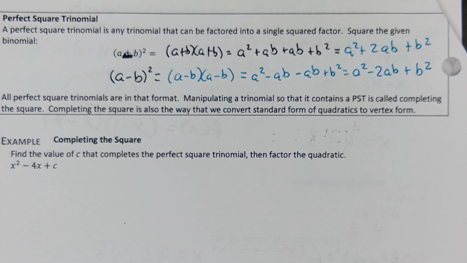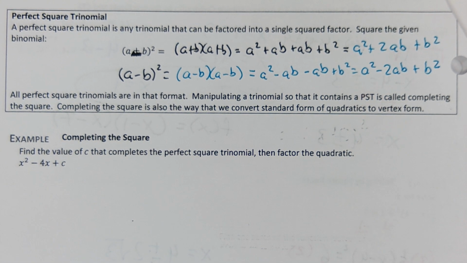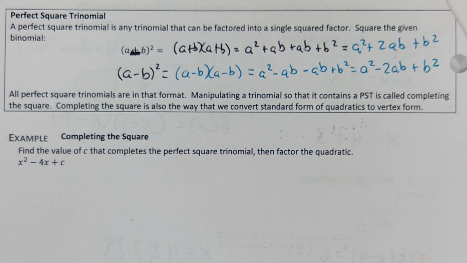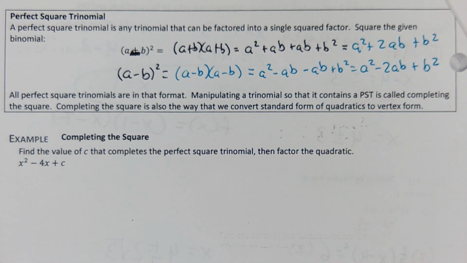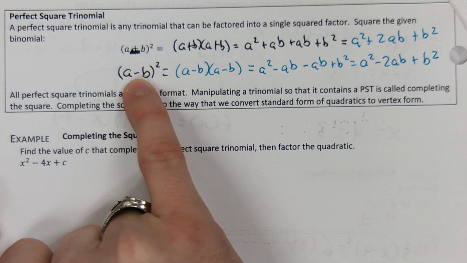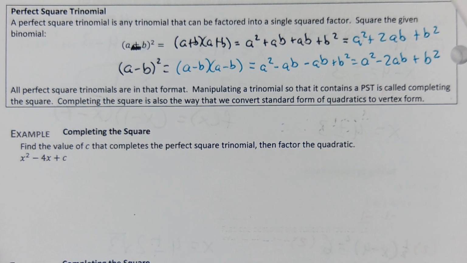And by the way, a and b could be numbers, they could be letters, they could be numbers and letters, they could be entire equations. They're just structures, objects like triangles. All perfect square trinomials are written in either of these two formats. Manipulating a trinomial so that it contains a perfect square trinomial is called completing the square, because you're literally trying to make it something squared. So it's called completing the square.